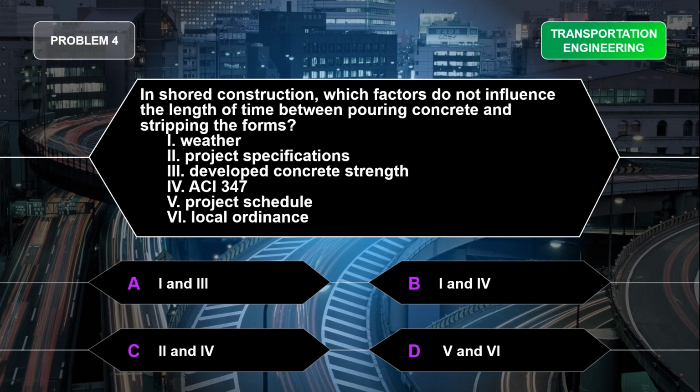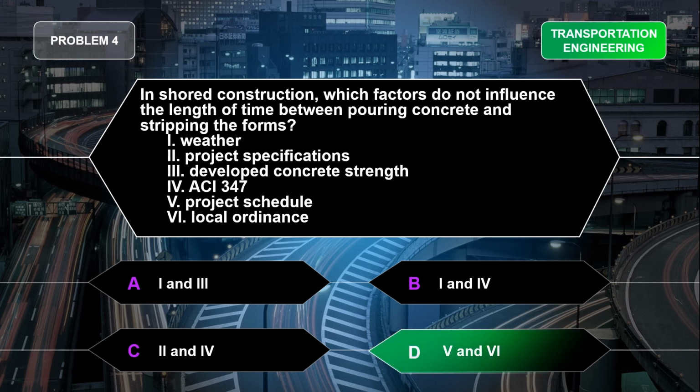Problem number 4. In slab construction, which factors do not influence the length of time between pouring concrete and stripping the forms? 1. Weather. 2. Project specifications. 3. Developed concrete strength. 4. ACI 347. 5. Project schedule. 6. Local ordinance. A. 1 and 3. B. 1 and 4. C. 2 and 4. D. 5 and 6. The correct answer is letter D. 5 and 6, or project schedule and local ordinance.